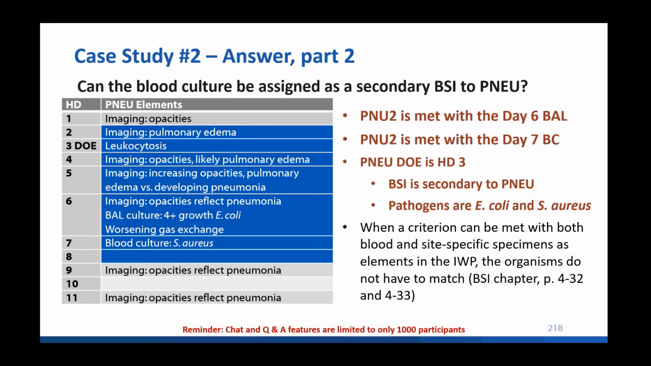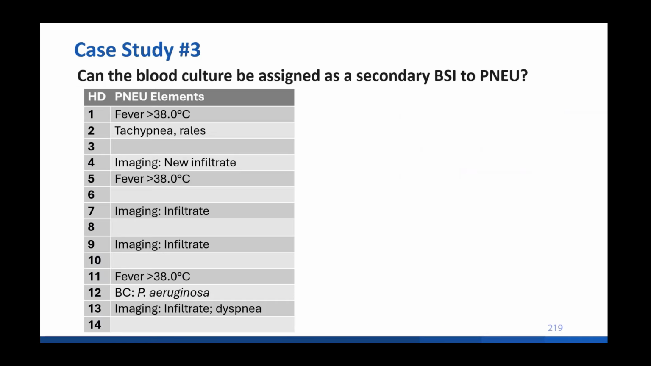All right, I'm going to move on to our final case study. Thanks for hanging in here with me. Once again, we're going to evaluate whether or not the blood culture can be assigned as a secondary BSI to pneumonia. And I'll give you some time to review the case.